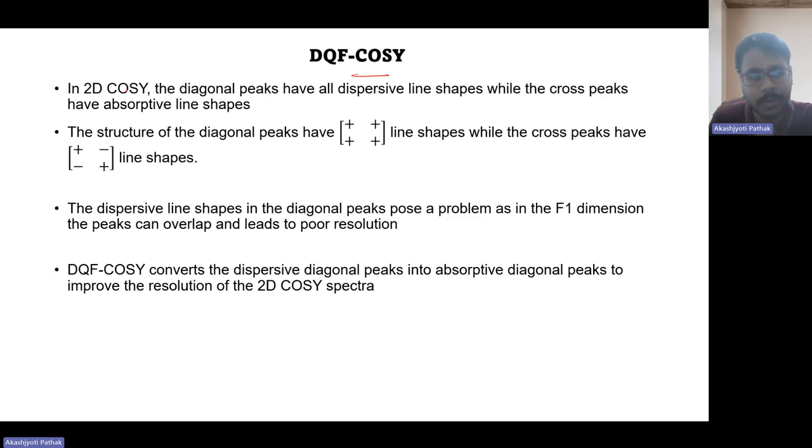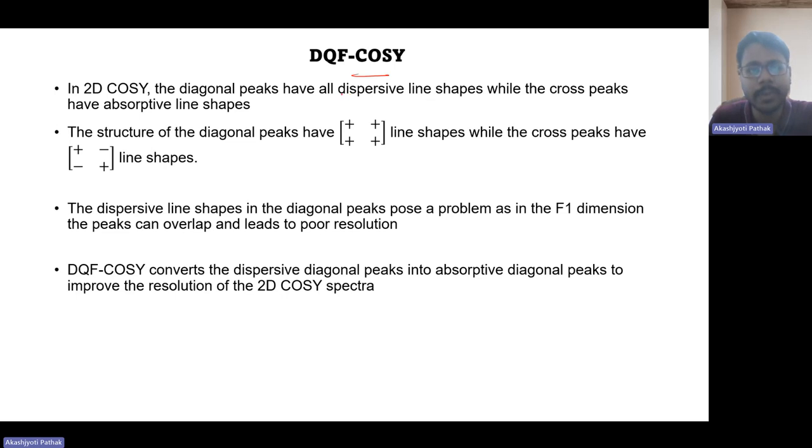The main problem with the 2D COSY was that the diagonal peaks, as we just saw, had a dispersive line shape, and these dispersive line shapes have long tails. Because of these long tails, it leads to cancellation of peaks, and the resolution decreases. So if it is a large molecule, there can be overlaps of peaks, and you cannot observe the separate peaks. There can be loss of peaks.